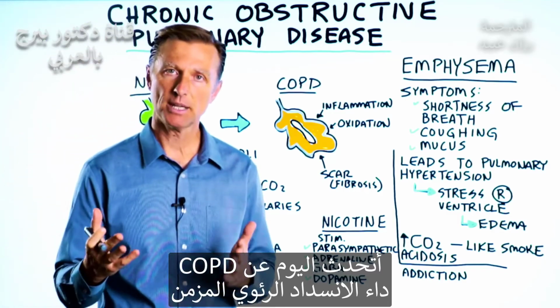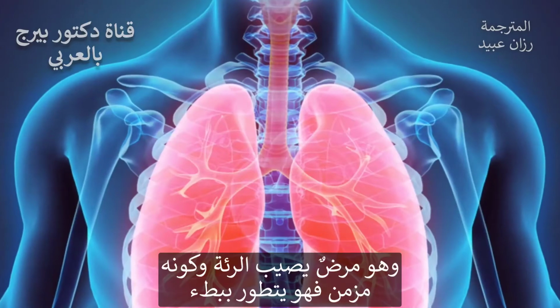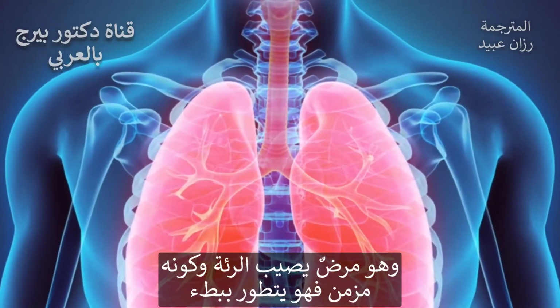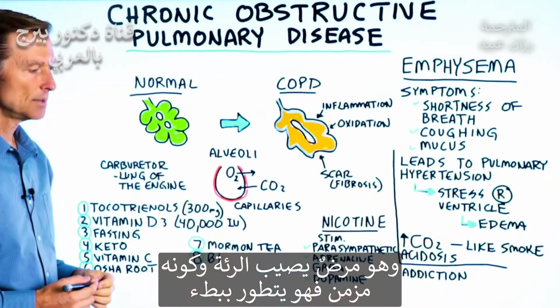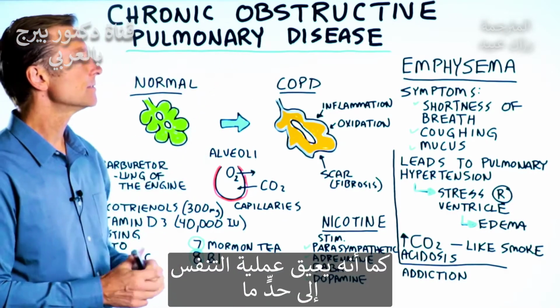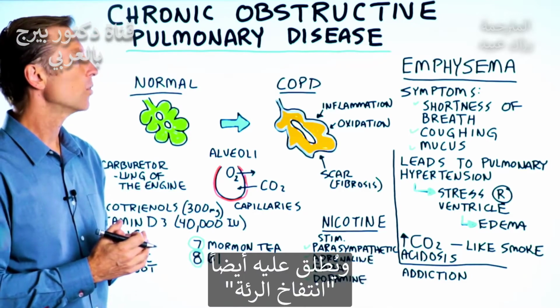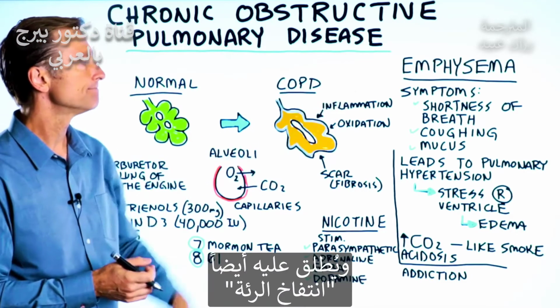Let's talk about COPD, chronic obstructive pulmonary disease. What does this word mean? It means that there's a lung disease that takes a bit of time to develop. Thus the word chronic. Obstructive means you're not able to breathe to a certain degree. Another name for COPD is emphysema.